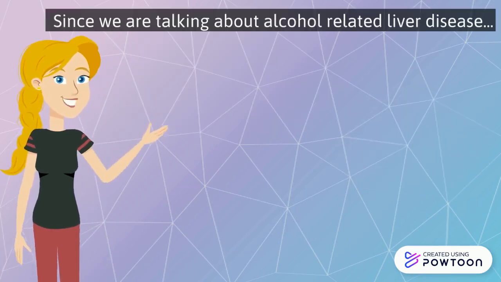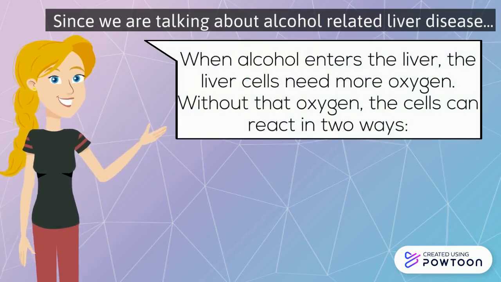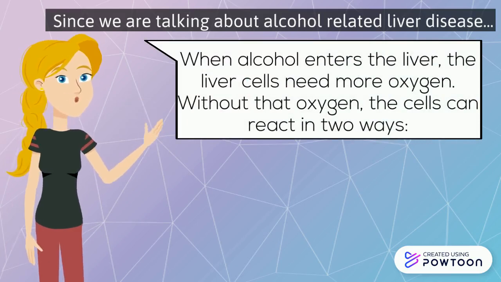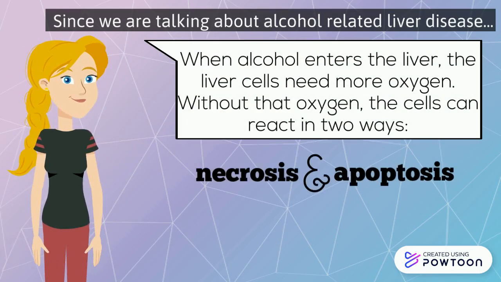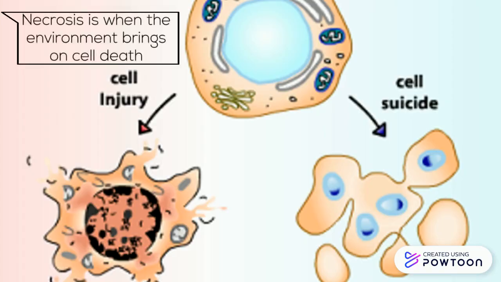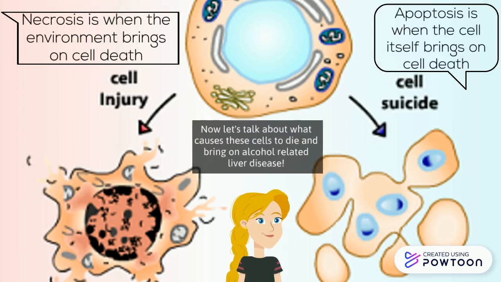Since we are talking about alcohol-related liver disease, when alcohol enters, the liver cells need more oxygen. Without that oxygen, the cells can react in two ways, necrosis and apoptosis. Let me explain what each one does. Necrosis is when the environment brings on cell death. Apoptosis is when the cell itself brings on cell death.